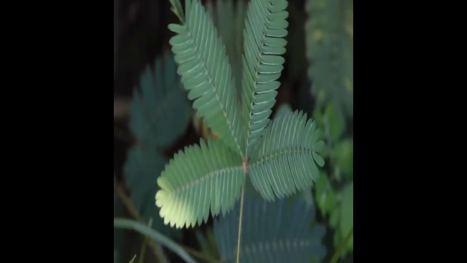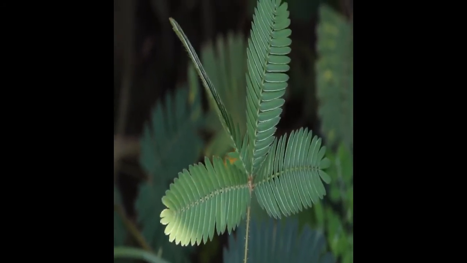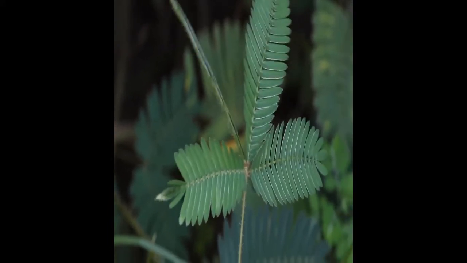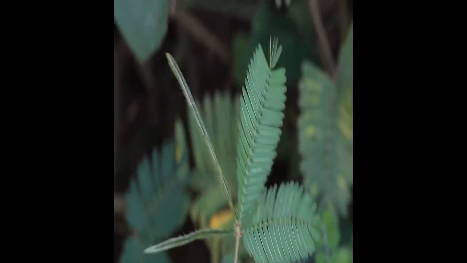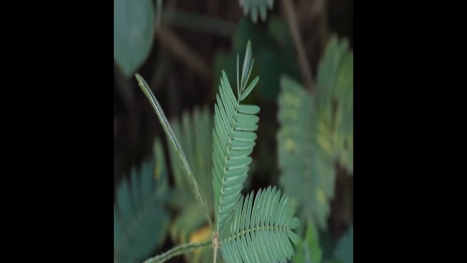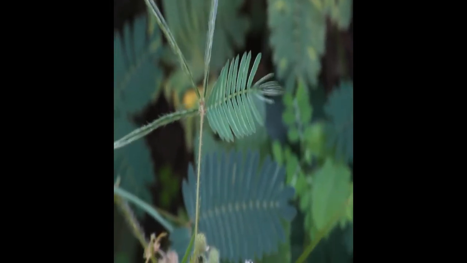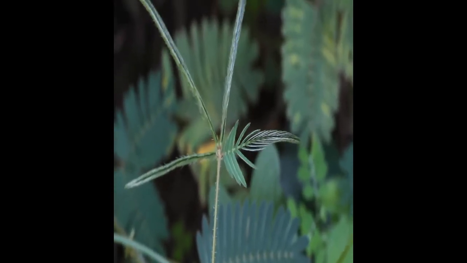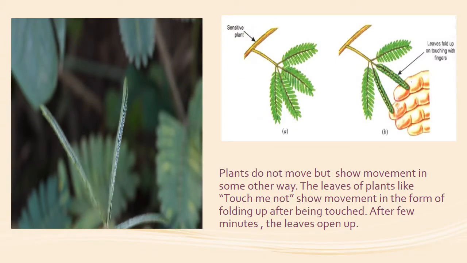This is touch me not plant. You can see that the leaves have started folding up when someone touches it. You can see how beautifully the leaves are folded now. This is the movement shown by a plant. And what happens when it is left undisturbed for some time? Then again the leaves open up.